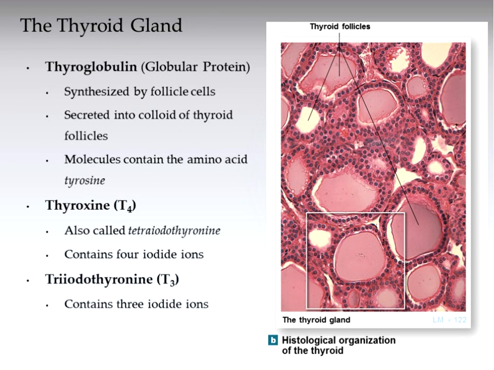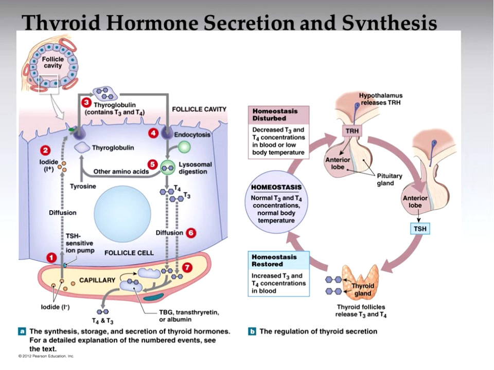Okay? Now, if we look at these cells, it's a gland. It's epithelial. So there are cuboidal cells arranged in these circular little follicles, and there is going to be a separation in that little follicle where material separates from the blood supply. Okay. Again, thyroxine is T4, triiodothyronine is T3.